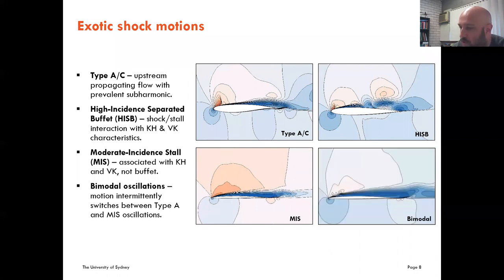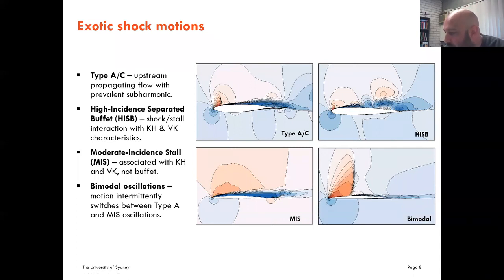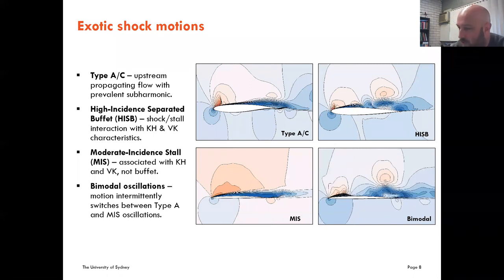characterized as bimodal oscillation, where we've got a type A shock appearing over the cycle that we can see appearing now. The shock, so this is the part of the cycle from the type A buffet occurring, then slowly moves upstream. It moves into the Kelvin-Helmholtz and von Karman type of instability occurring on the aerofoil with no shock.